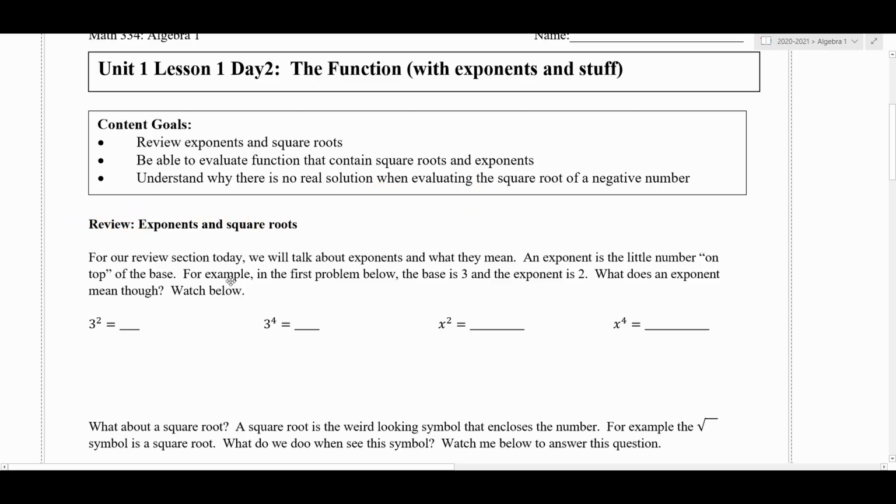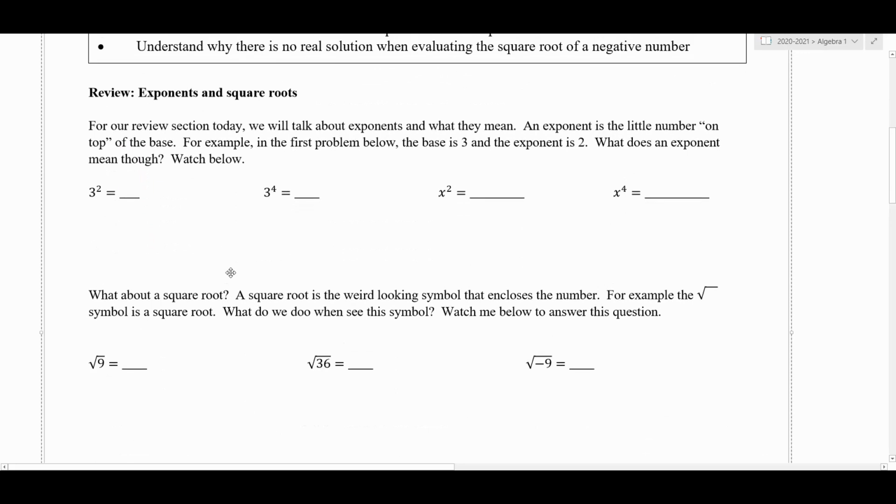We're going to start off with exponents. Last lesson we left off with a couple of more complicated functions that had some square roots and some exponents in them, so we want to talk about what an exponent is. If we look at this expression here, you'll notice there's a 3 and there's a 2. This 3 is what we call the base, the number below, and this little number on top of the base is what we call the exponent. I'll just put exp there.